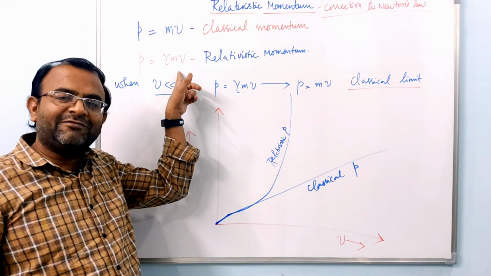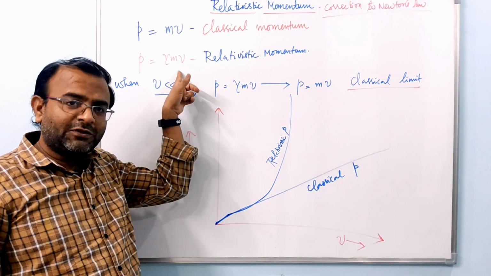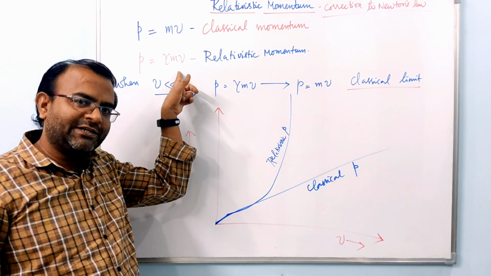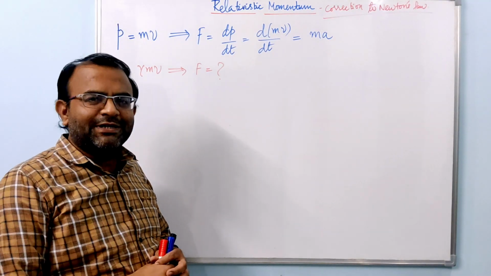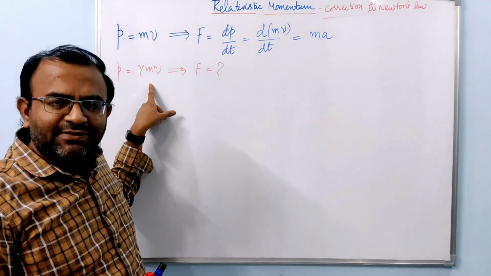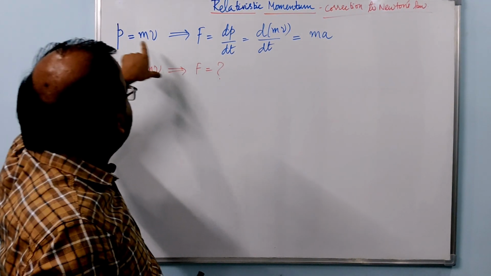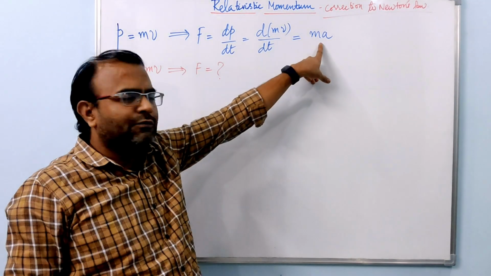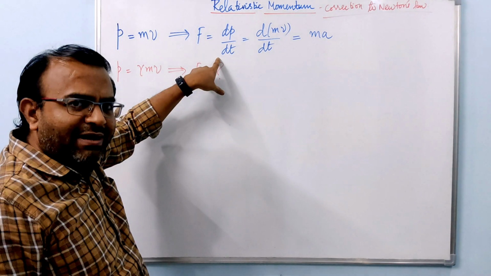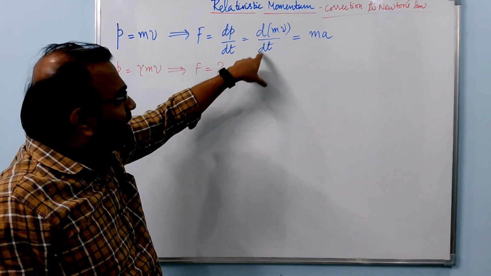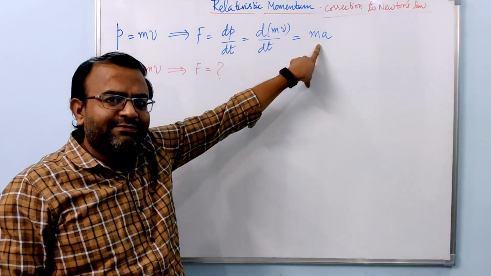Now this particular expression for momentum has interesting consequences for Newton's second law, that is F equals mass times acceleration. Let us proceed to discuss how p being equal to gamma times mv affects Newton's second law. If p is equal to mv, Newton's second law is force equals simply mass times acceleration, because force is the rate of change of momentum, dp by dt, which is d over dt of m times v. Therefore that would result in mass times acceleration.